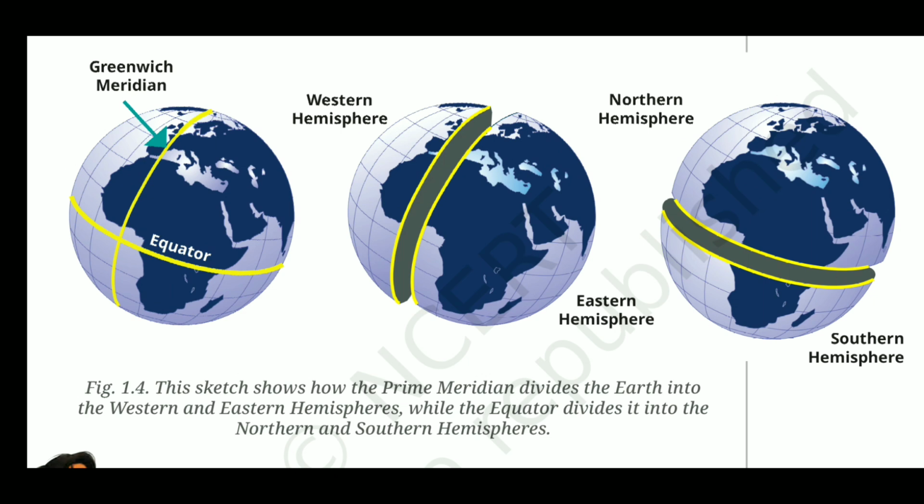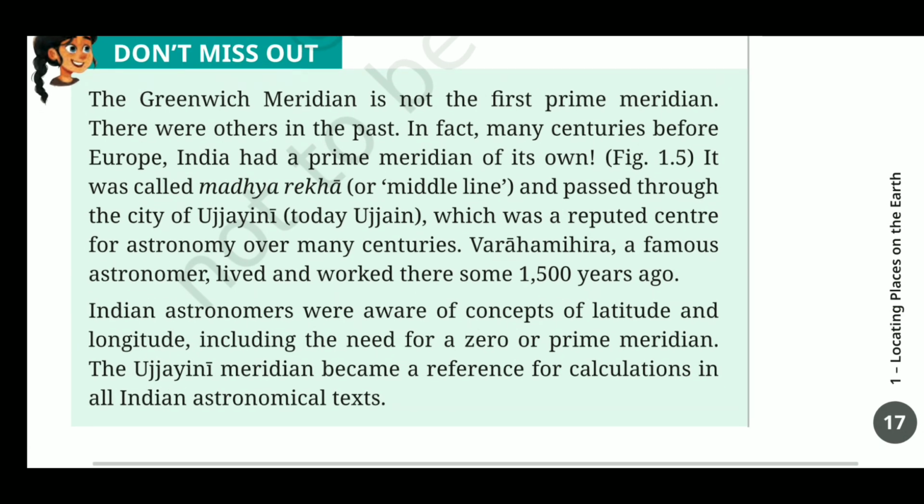Figure 1.4. This sketch shows how the prime meridian divides the Earth into the western and eastern hemispheres, while the equator divides it into northern and southern hemispheres. Don't miss out. The Greenwich meridian is not the first prime meridian. There were others in the past. In fact, many centuries before Europe, India had a prime meridian of its own. Figure 1.5. It was called Madhya Rekha or middle line and passed through the city of Ujjaini, today Ujjain.